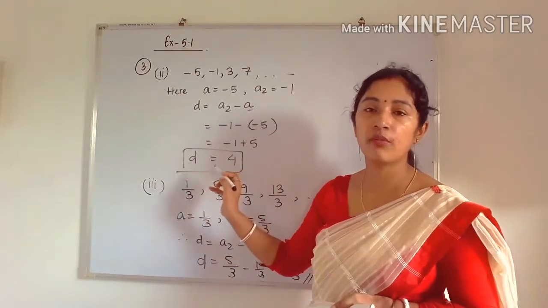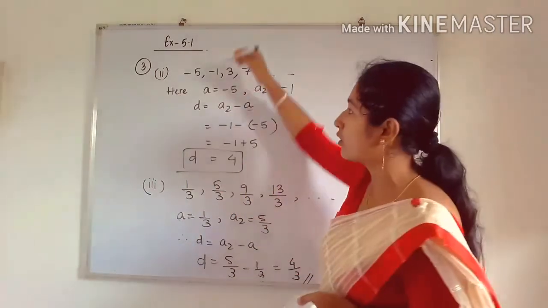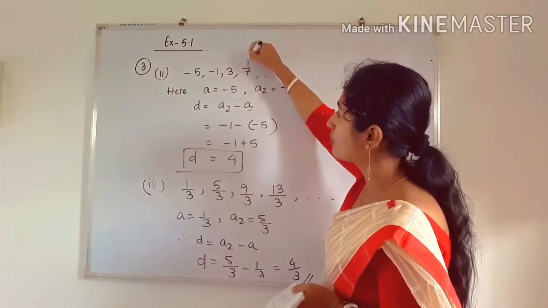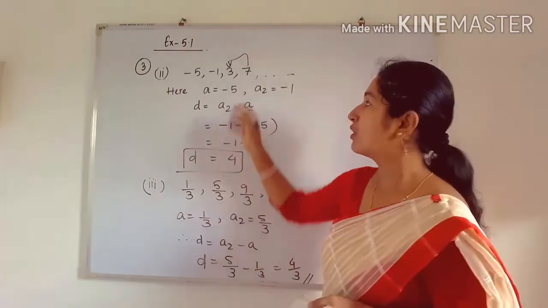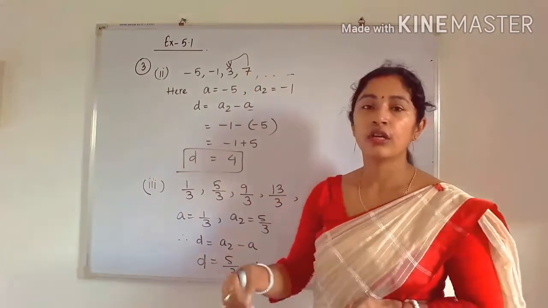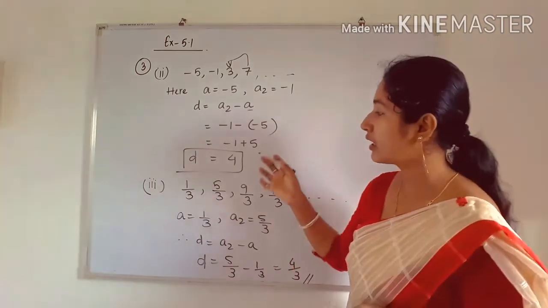So this is the common difference. Okay, one more thing, you can find the common difference like that also. You can subtract the fourth term minus the third term also. That will be simpler because both are positive. You can subtract positive numbers, that is very easy. Okay, you can do it like that also.